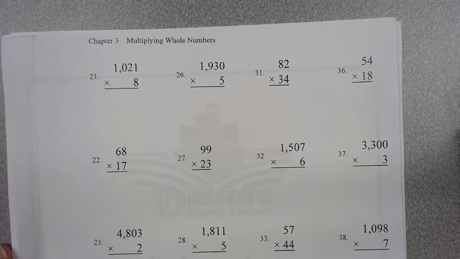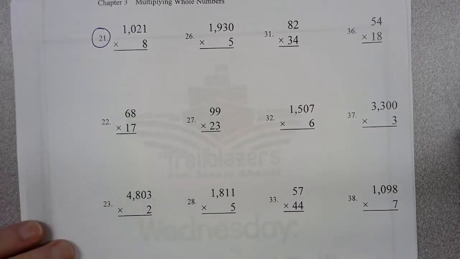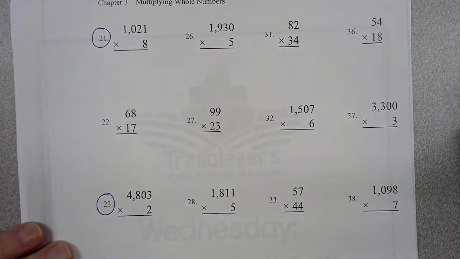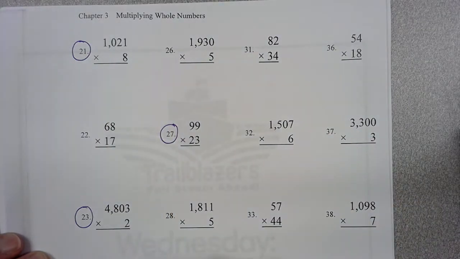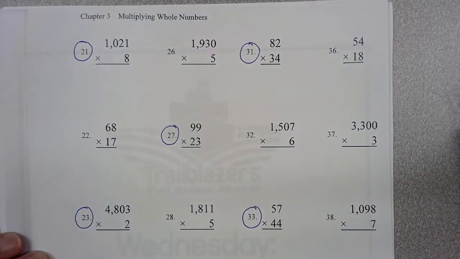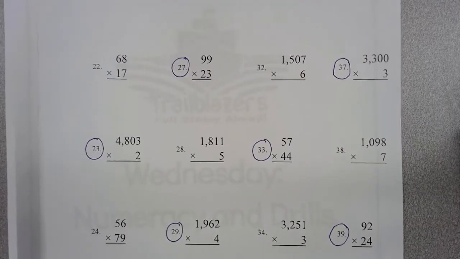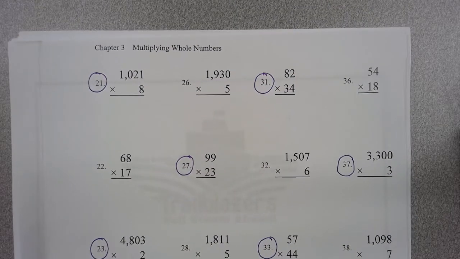We are going to go through and circle the odd questions. So that would be 21, 23, 25, number 27, 29, 31, 33, 35, 37, and 39. So you have circled 21, 23, 25, 27, 29, 31, 33, 35, 37, 39. So that leaves you with 10 problems you're going to have to do.